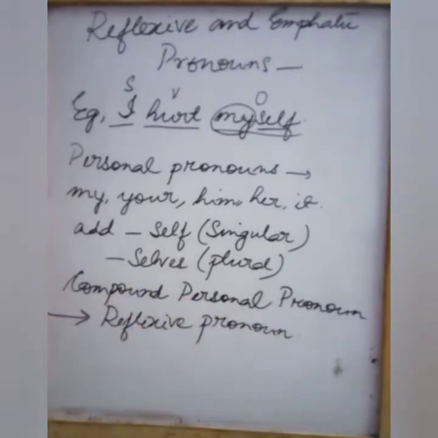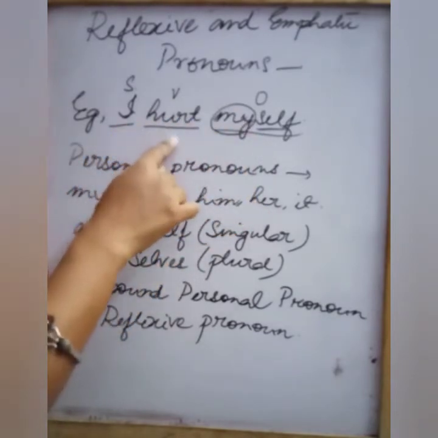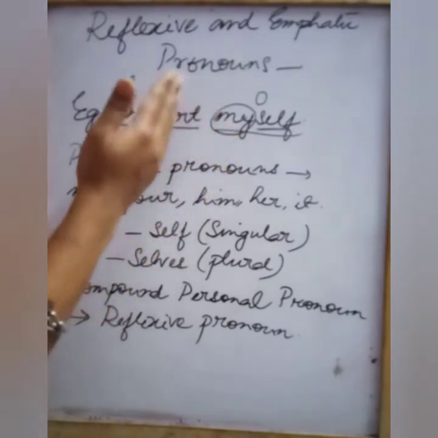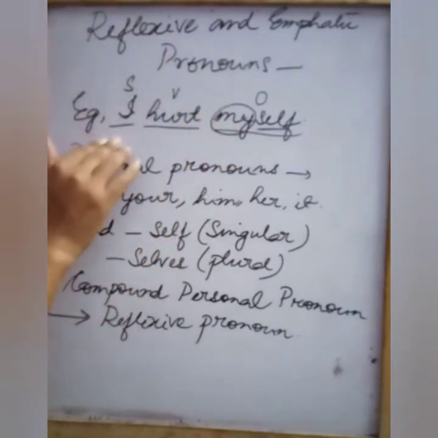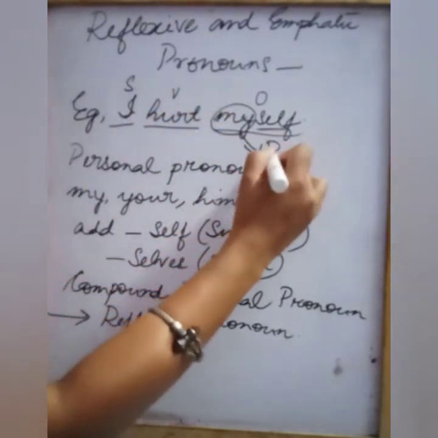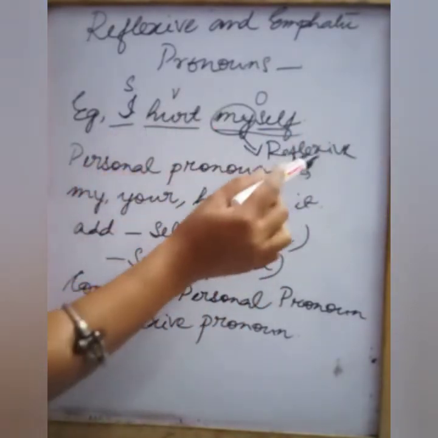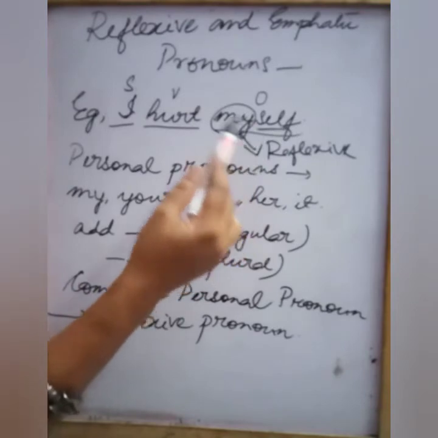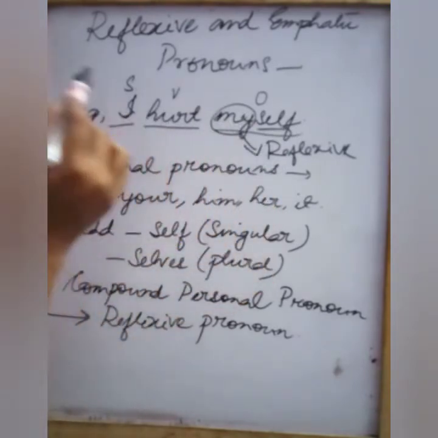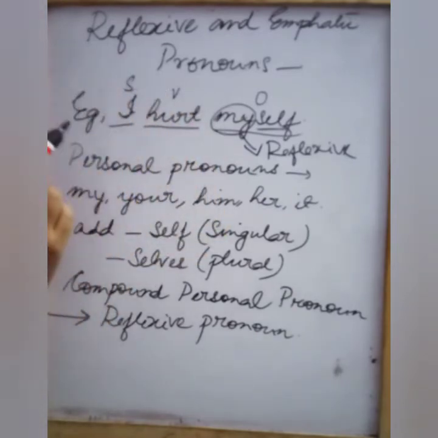Reflexive, meaning it is reflecting back. So see here, I've written "I hurt myself." When the subject is doing an action and that action is having an impact on the subject itself, isn't it? This myself is a reflexive pronoun. Alright? How do we find such pronouns? When in a sentence we see that the doer himself is getting impacted by his own action.